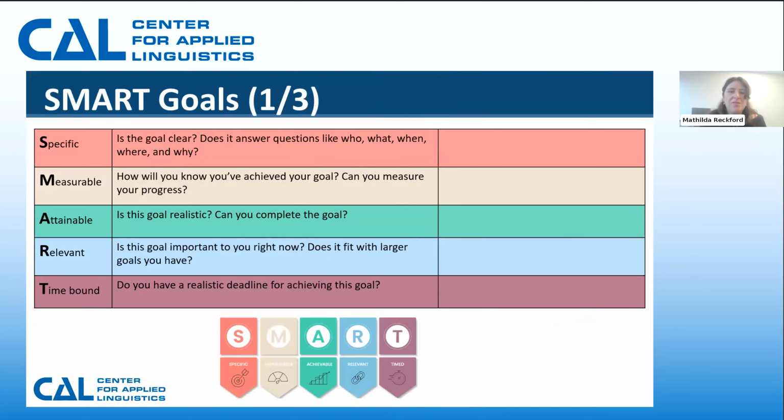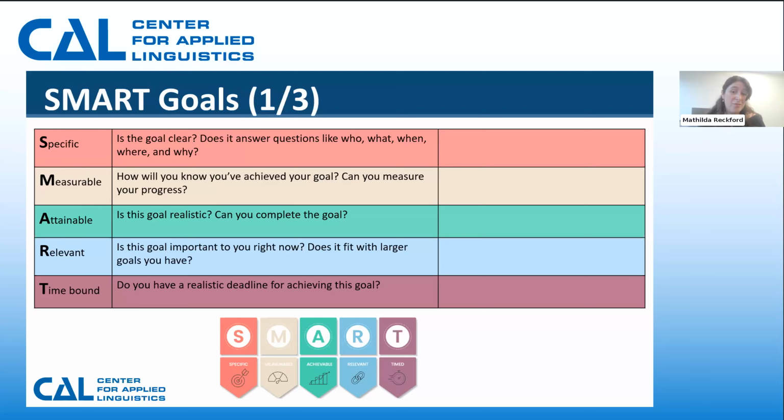So you can teach students how to write SMART goals. You can explain what each part of the acronym means. So specific, measurable, attainable, relevant, and time-bound. And you can provide examples and models. You can write a class goal as an example and move through the SMART acronym to make sure it meets each criterion, and you can adjust the goal as needed.